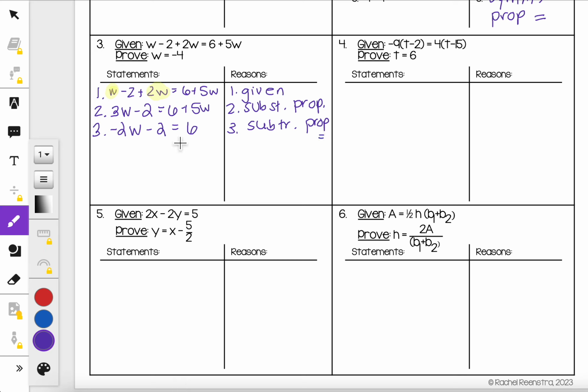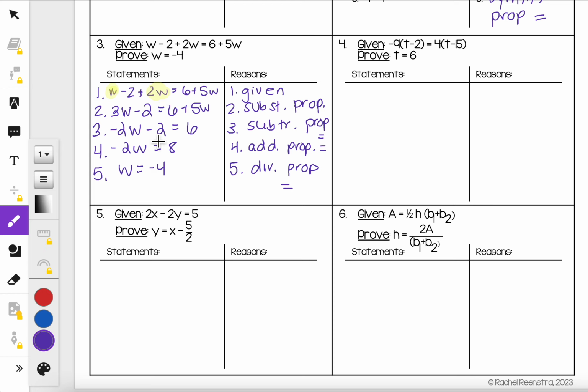My next step would be to add 2 to both sides. So that's going to be my addition property of equality. And then my last step is to divide both sides by negative 2. W equals negative 4, and that's division. So I know that I'm done because my last statement, W equals negative 4, is exactly what we were trying to prove.